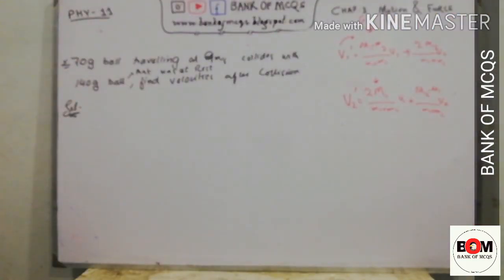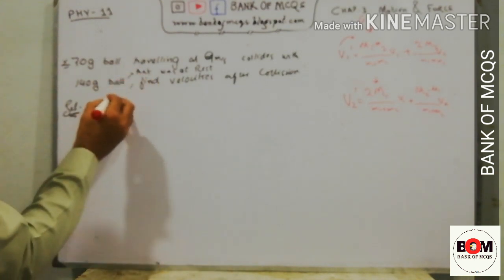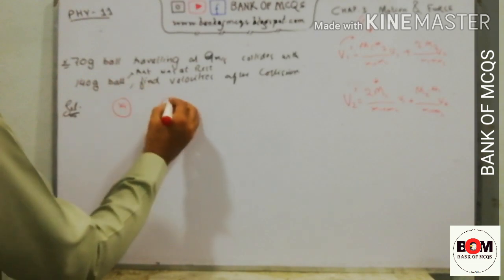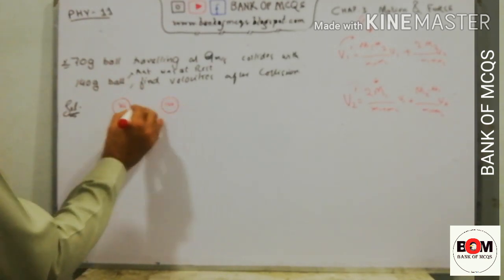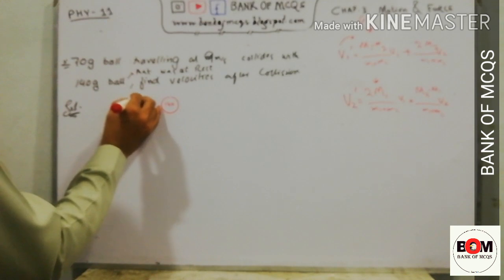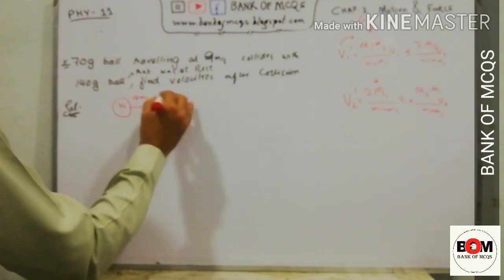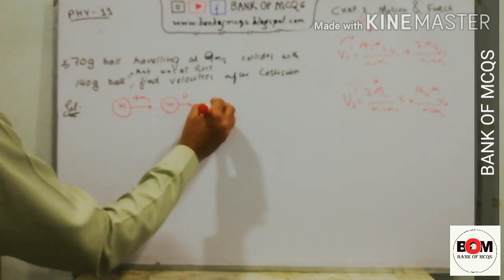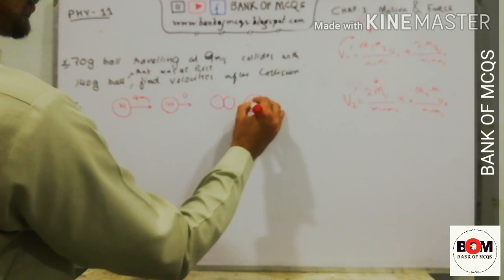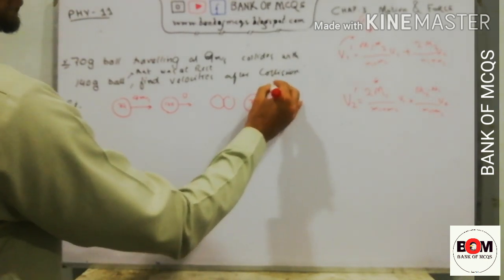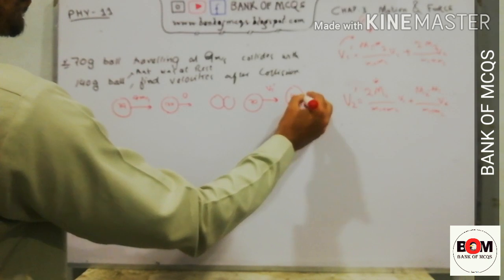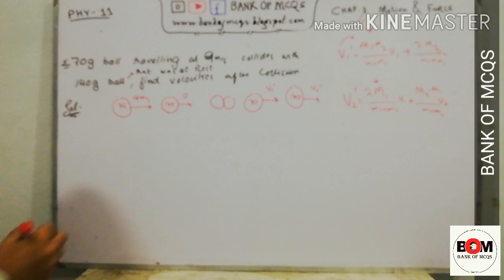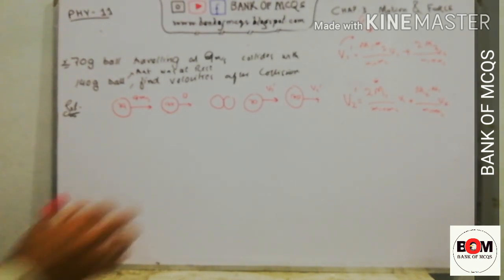To start the solution, first we will write that M1 was 70 gram and M2 was 140 gram. M1 was moving with velocity 9 meters per second and collides. M2 was at rest, so its velocity is 0. They both collide, and after collision the 70 gram ball moves with velocity V1 dash and the 140 gram ball moves with velocity V2 dash, and we have to find V1 dash and V2 dash. So this is the formula.